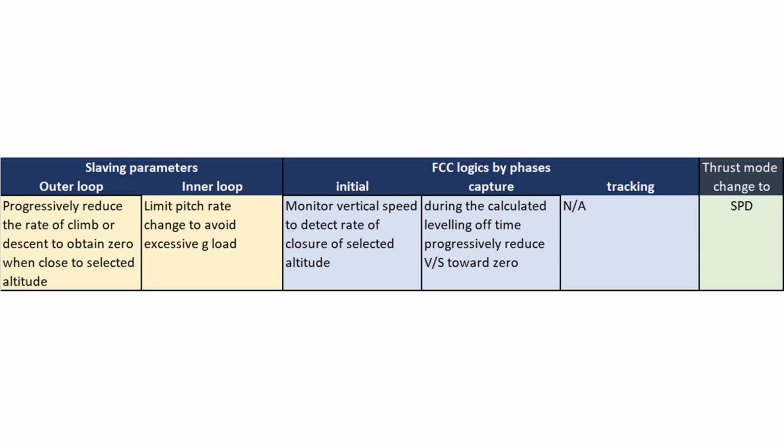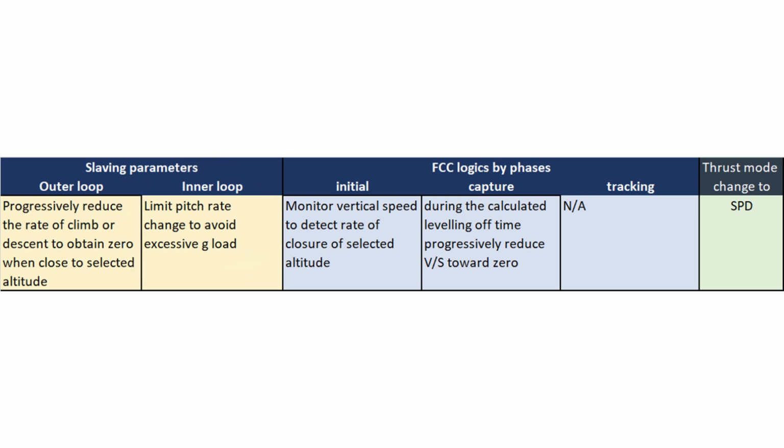So if we are to describe what the logic of this mode is, of course the outer loop will have a progressive reduction of the rate of climb or rate of descent, depending if we're coming from above or below, until bringing the vertical speed to 0. Then in the inner loop, we just limit the pitch rate change to avoid excess G-load during this maneuver.